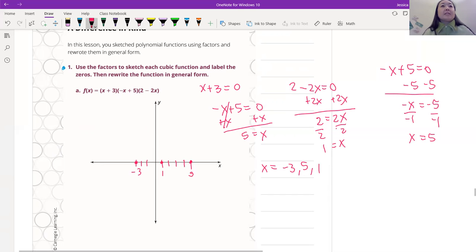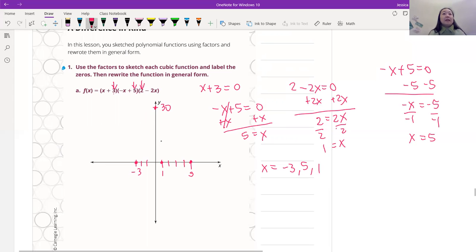And it says label the zeros. Ooh, we could even find out what our y-intercept is going to be, because if I take all of this, just the constant numbers, that's going to be 3 times 5 times 2, which is 30. That's like huge. So I'm going to just be like 30. Boom.